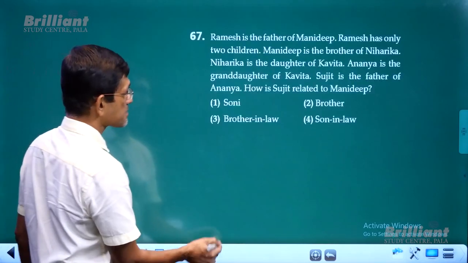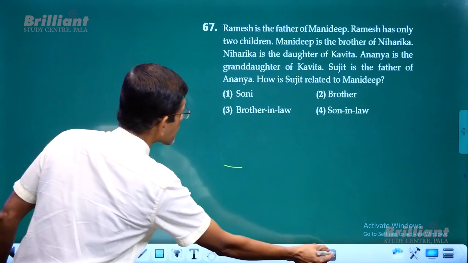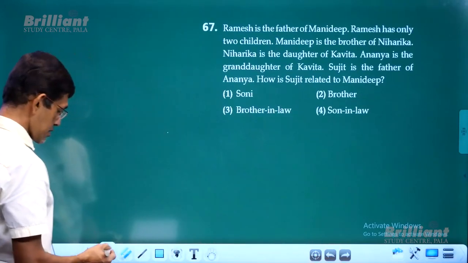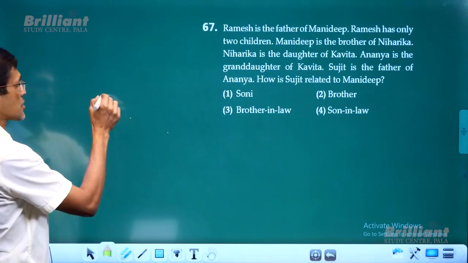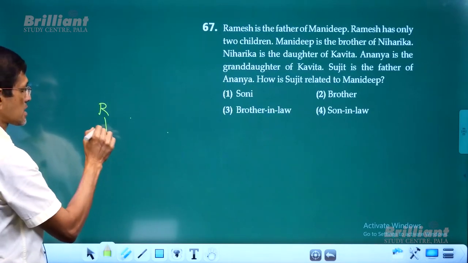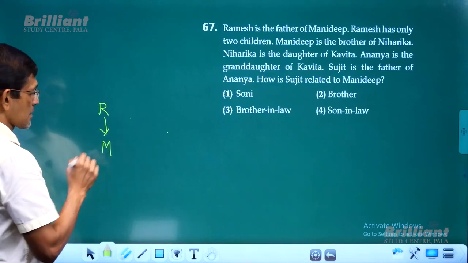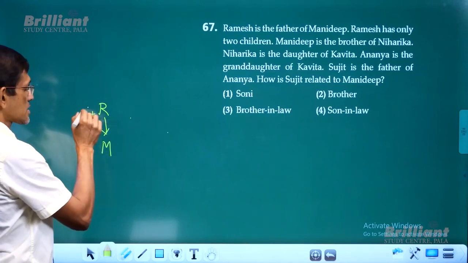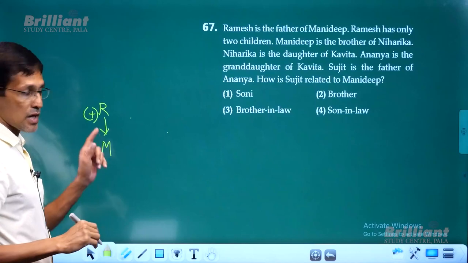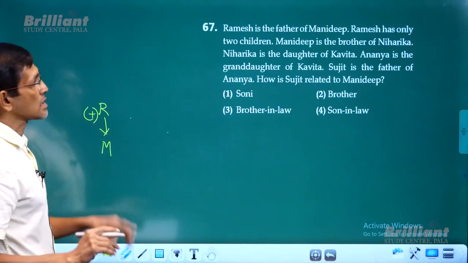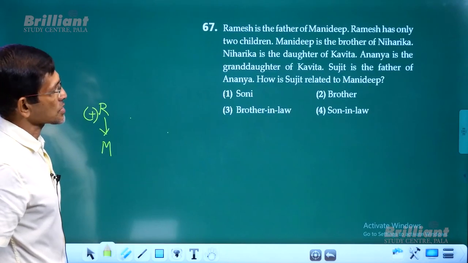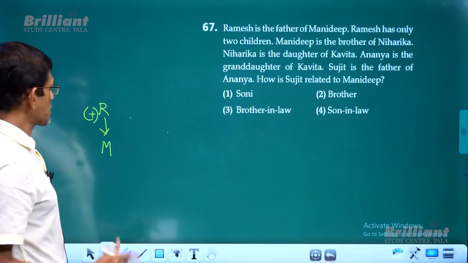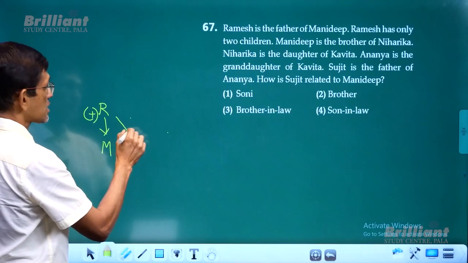Now 67. Ramesh is the father of Manideep. Okay. So Ramesh is the father of Manideep. All right. And Ramesh, since he is a father, we know that he is a male, so I mark it with the male symbol. Ramesh has only two children. One is Manideep and the other one is what?